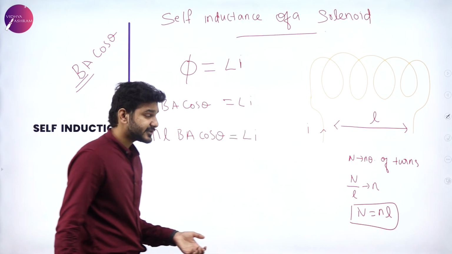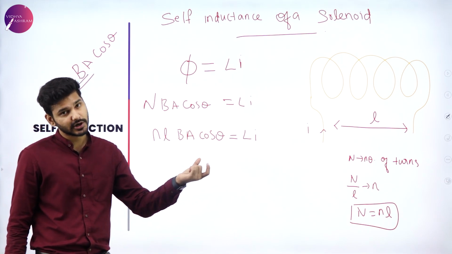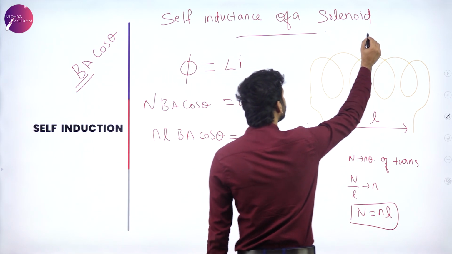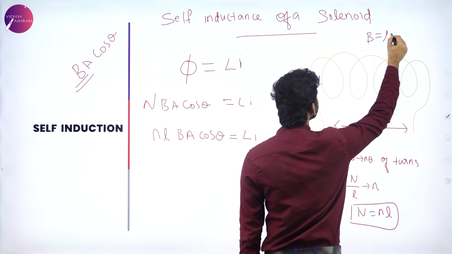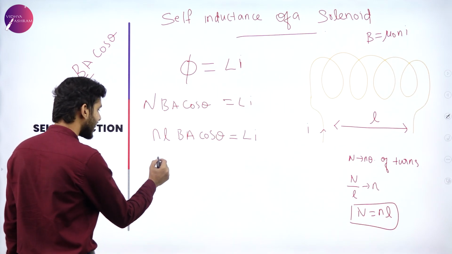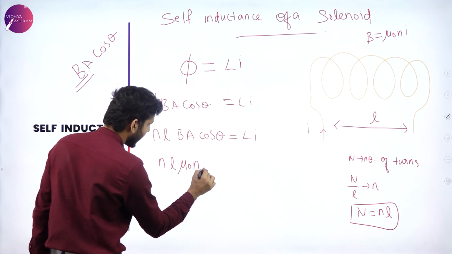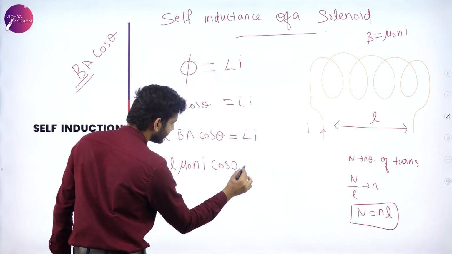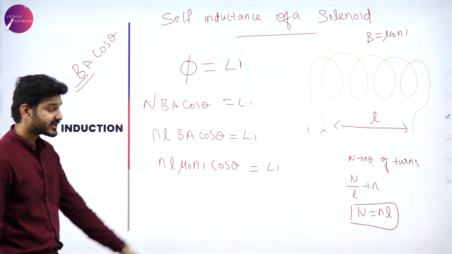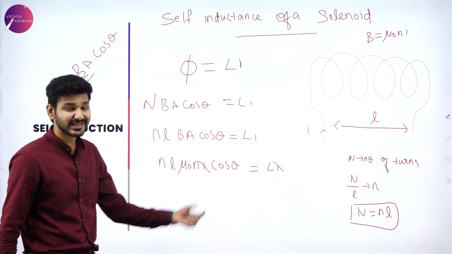Now again we are going to substitute one more result, that is the equation for magnetic field for a solenoid. We already know that the magnetic field strength B for a solenoid is equal to mu naught n I. So we substitute that, then we get nl into mu naught n I cos theta, which is equal to LI. There is an I on the left hand side, there is an I on the right hand side, we cancel that.